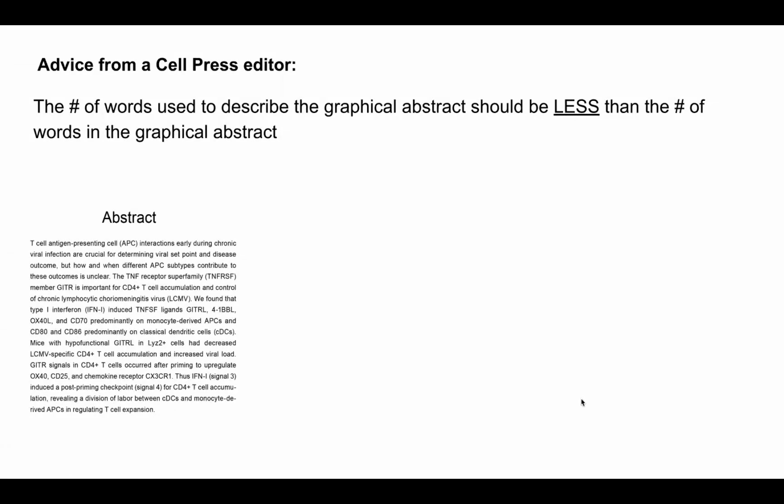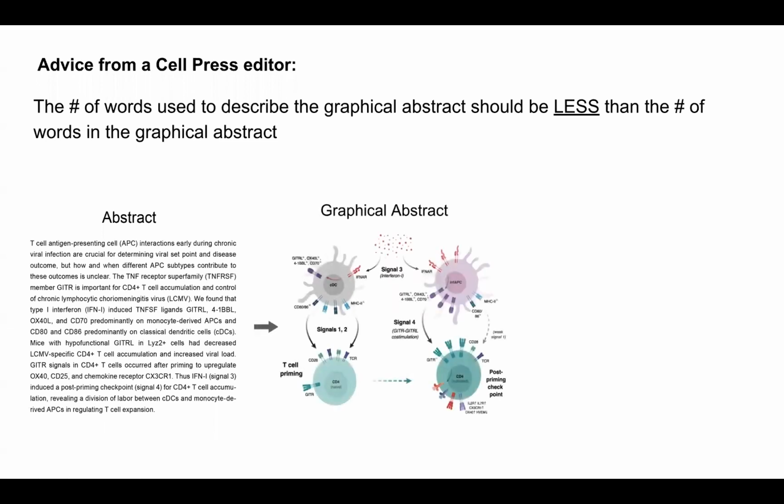I interviewed a Cell Press editor prior to this, just to get a sense of what common mistakes they see when they receive submissions for a graphical abstract. I know Cell Press has made the use of graphical abstracts very popular. I know they value graphics for the ability to highlight an article, perhaps to use in social media to advertise or give a snapshot of what the article is about. So it's great. The advice was that the number of words used to describe the graphical abstract should be less than the number of words in the abstract itself.